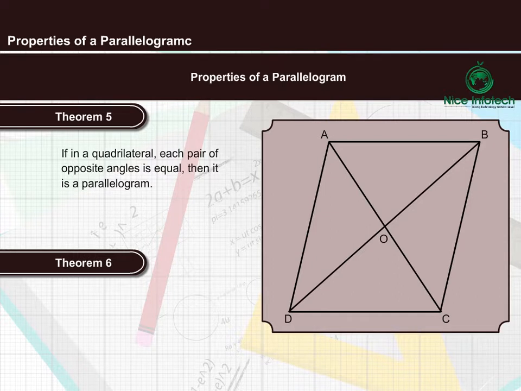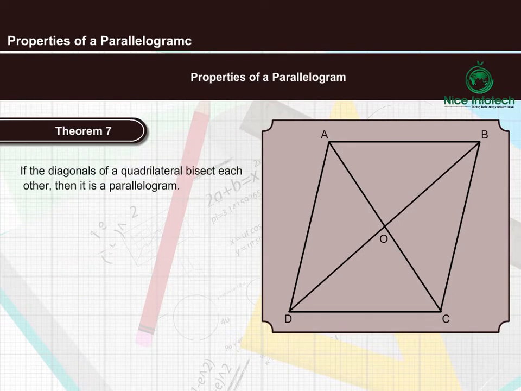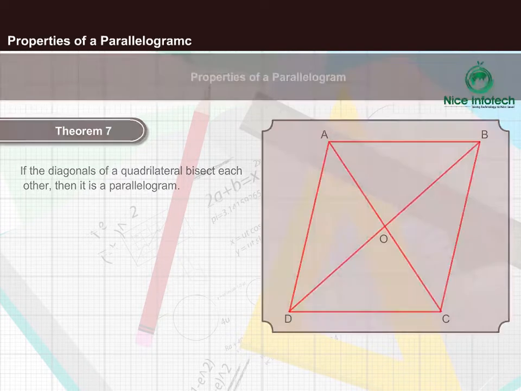The next theorem is, the diagonals of a parallelogram bisect each other. In the figure, AC and BD are two diagonals intersecting at O. According to the above theorem, OA is equal to OC and OB is equal to OD, or we can say that O is the midpoint of both the diagonals. The last theorem is stated as, if the diagonals of a quadrilateral bisect each other, then it is a parallelogram.